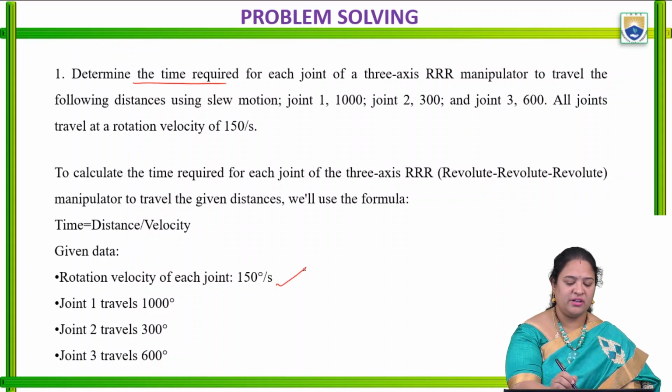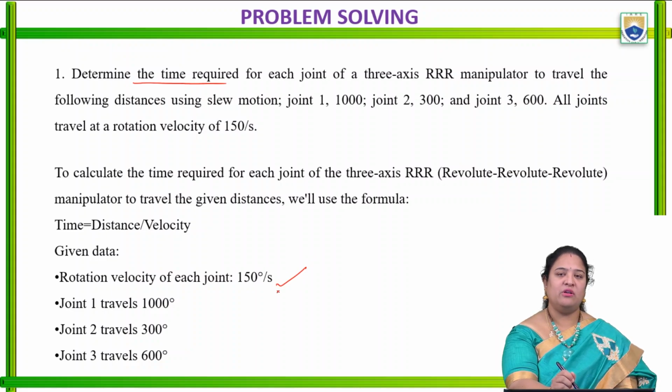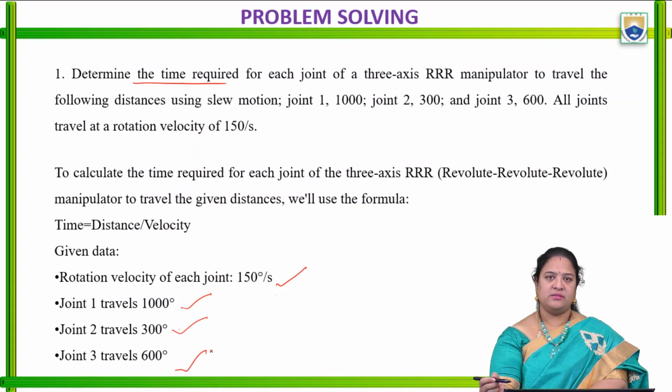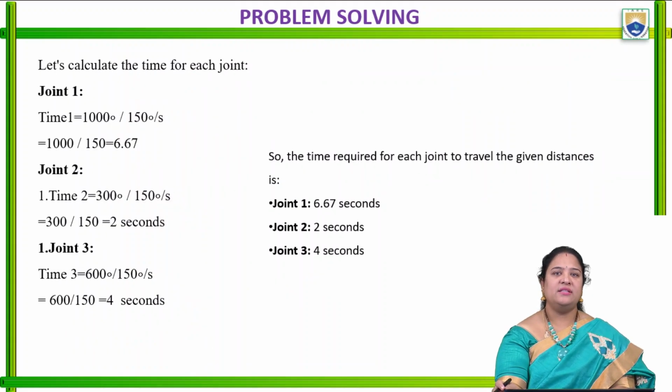So here we have written the data, right? The rotational velocity is 150 degrees per second. Joint 1 will be traveling 1000 degrees, joint 2 will be traveling 300 degrees and joint 3 is traveling 600 degrees. Right? Now let's calculate the time for each joint. We are asked to calculate the time for each joint.